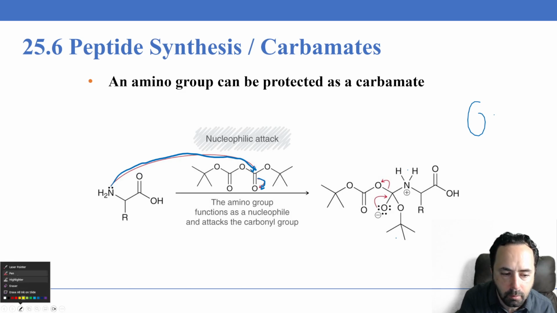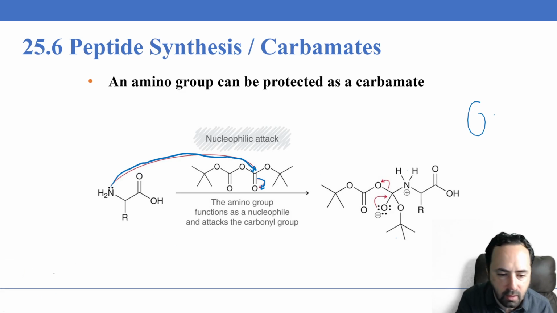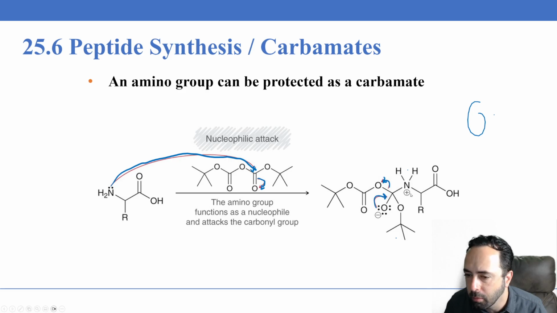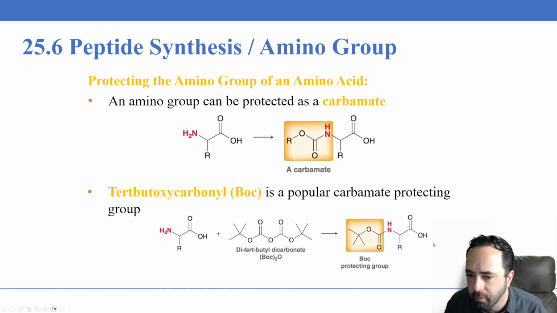Whoops, not highlighter, pen here. We'll have a simultaneous loss of leaving group as that carbonyl is reformed right here. And so we'll lose the remainder of the carbamide, but now we have installed a protecting group on the N-terminus side. So we can see the nature of that protecting group.